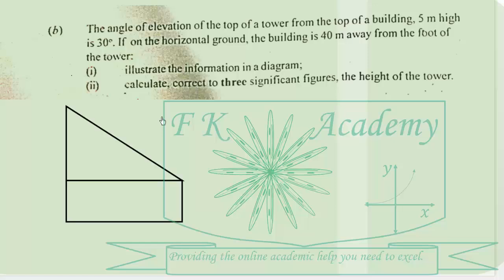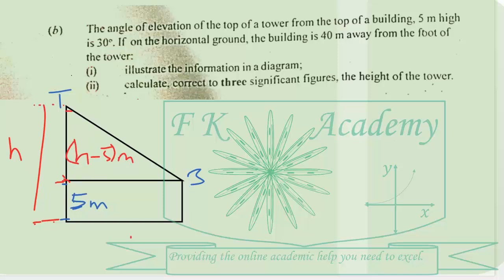So we can illustrate this information like this. So this is the building. The top of the building is B, and the top of the tower is T. So it was given in the question that the height of the building is 5 meters. Let the height of the tower be h meters. Then this portion will be h minus 5 meters. We're also given that this is 40 meters because it is 40 meters away from the foot of the tower. Then the angle of elevation is 30 degrees.